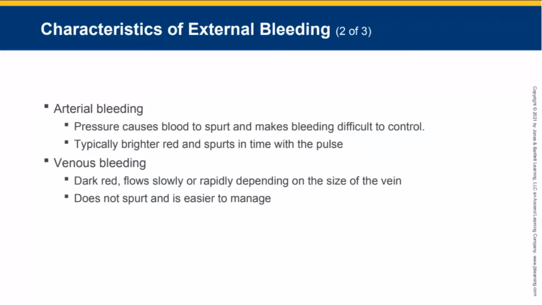Venous bleeding. Venous bleeding is dark red. It flows slowly or rapidly depending on the size of the vein. It does not spurt and it is easier to manage. Veins carry blood back towards the heart, so the flow of blood is under low pressure. So when the veins are damaged and they start to bleed, it's steady bleeding. Now, depending on which vein is bleeding, it can be significant or it can be insignificant. Because the veins primarily carry deoxygenated blood, the color of venous bleeding is dark red.